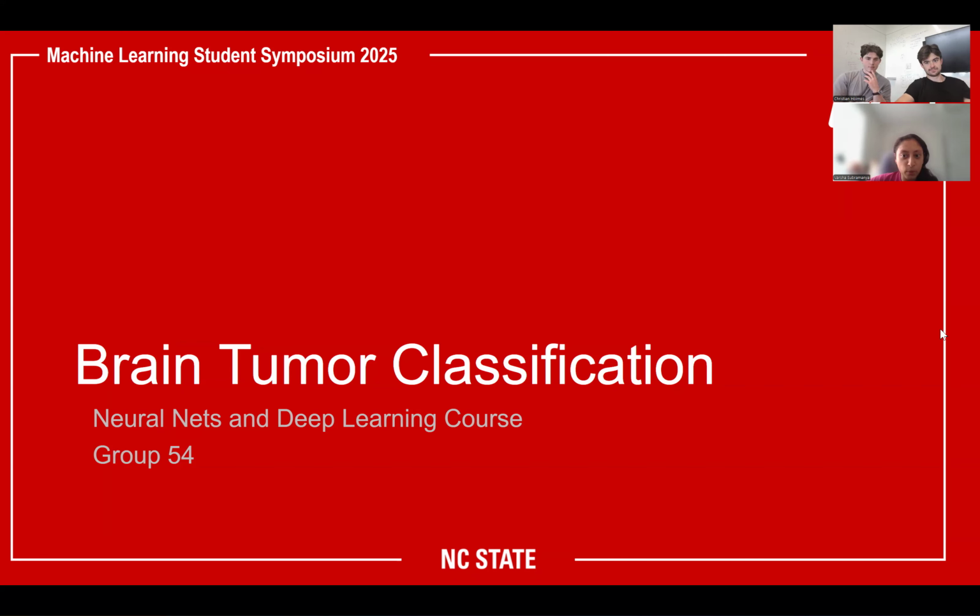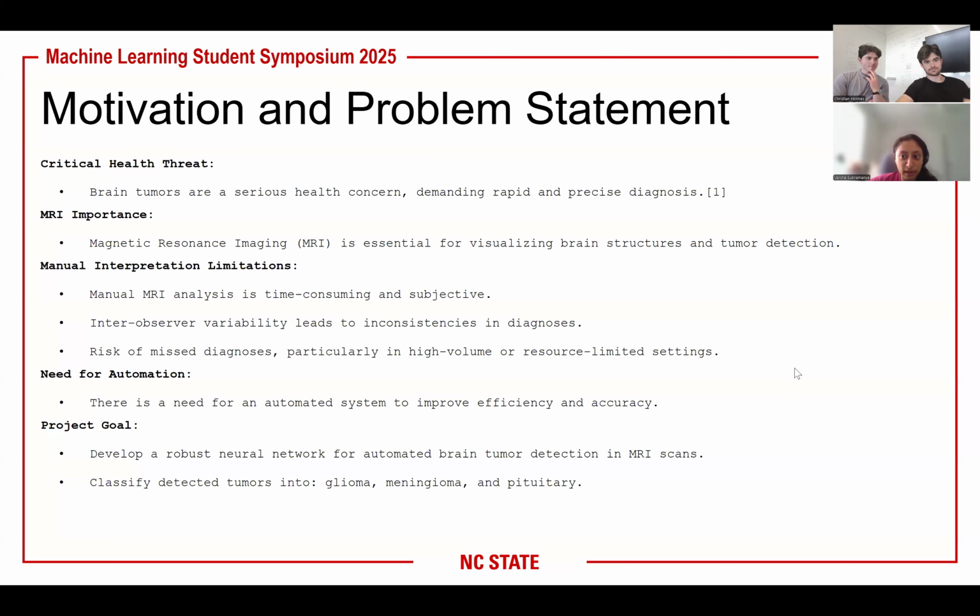Brain tumors pose a significant threat to human health, requiring timely and accurate diagnosis for effective treatment. Magnetic resonance imaging (MRI) is a crucial tool for visualizing brain structures and detecting abnormalities like tumors. However, manual interpretation of MRI scans is a time consuming and subjective process, prone to inter observer variability and potential for misdiagnosis, especially in resource constrained environments or with increasing patient loads.